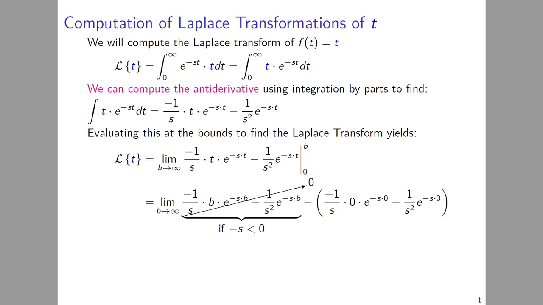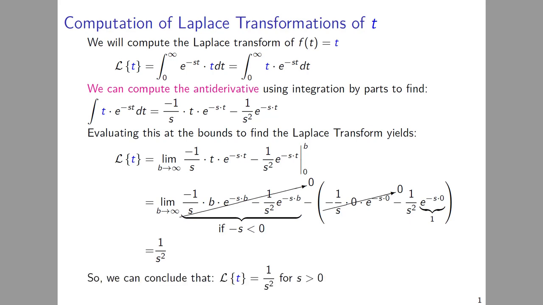Looking at our other two terms, we can see that negative 1 over s times 0 times e to the negative s times 0 is just 0, and since e to the negative s times 0 is just 1, that last term is just negative 1 over s squared. Since we're subtracting that last term, negative 1 over s squared, we simply get 1 over s squared.